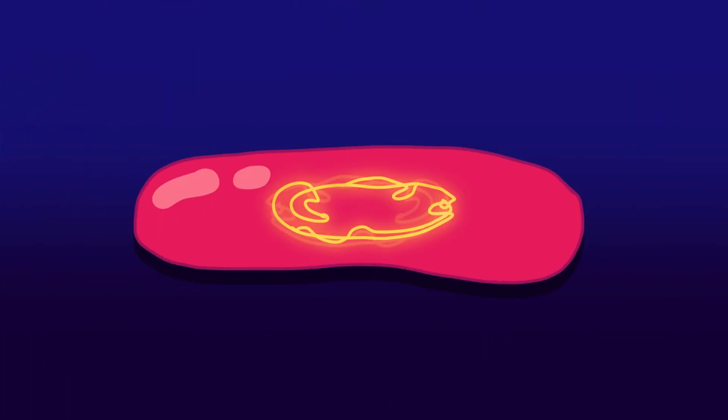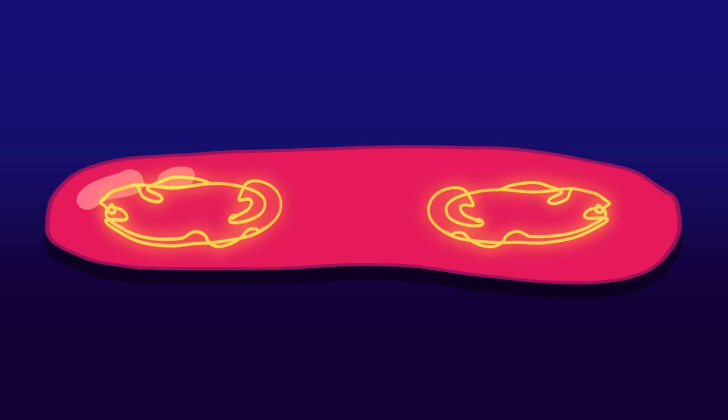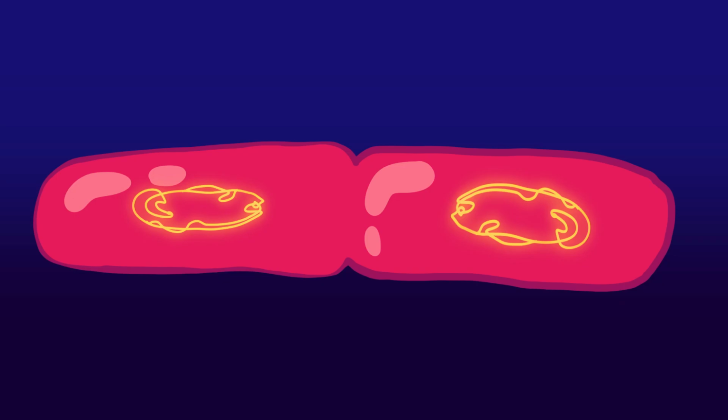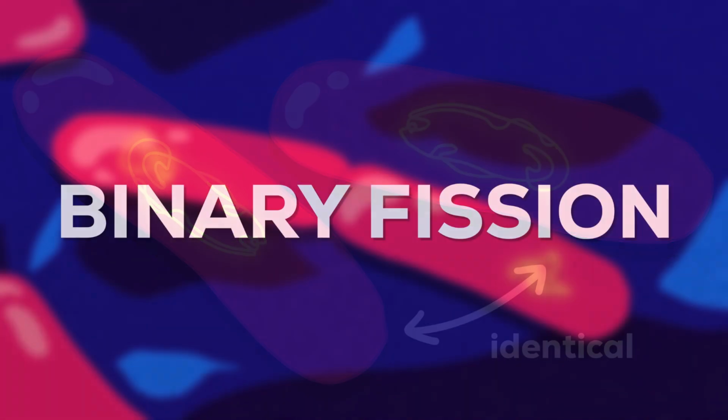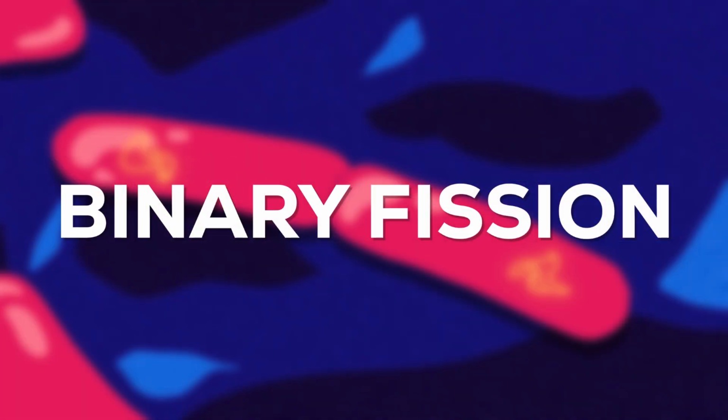Essentially, the cell's chromosomes duplicate and separate to opposite sides of the cell, which elongates the cell's plasma membrane. Then a cross-wall forms that separates the emerging cells, which divides into two daughter cells. Because only a single cell was needed to replicate, it is called asexual reproduction, and the daughter cells are identical to the parent cell. Binary fission is a very fast process, and it can happen in around 20 minutes.